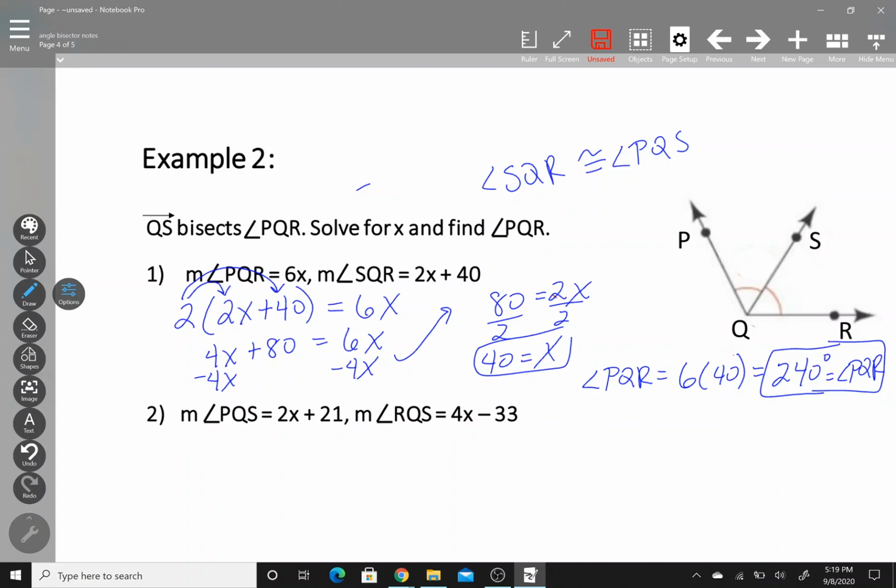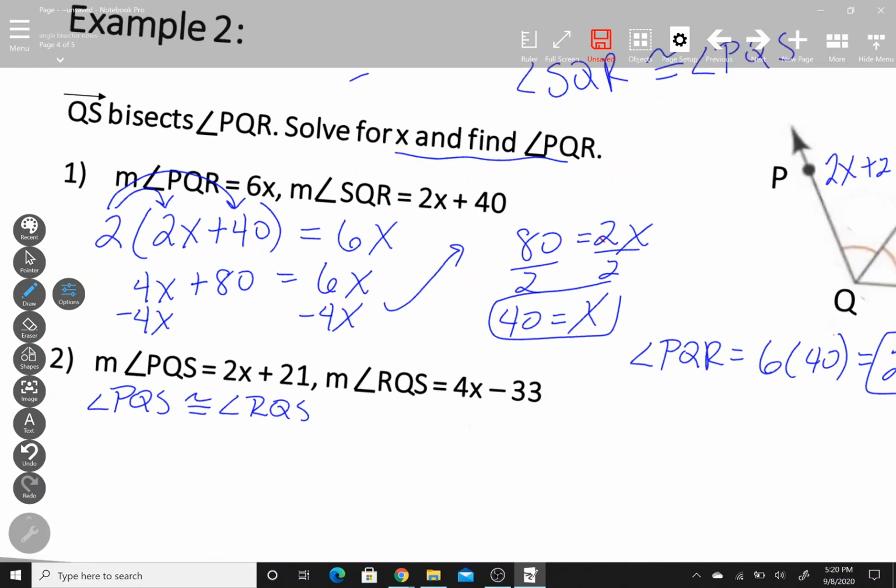It says PQS is 2x plus 21. And then it tells us RQS, the other small angle, is 4x minus 33. And we have to find x and also PQR. So first thing, since I know that the angle is being bisected, I know that these two pieces, PQS, is congruent to RQS. So I can set them equal to each other.